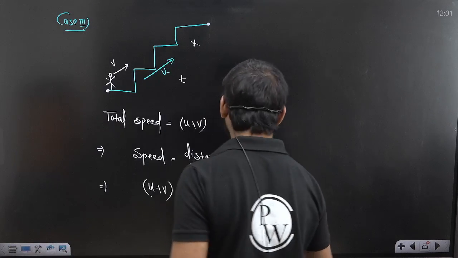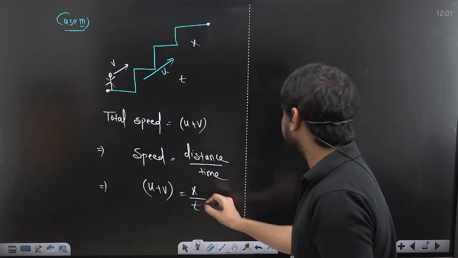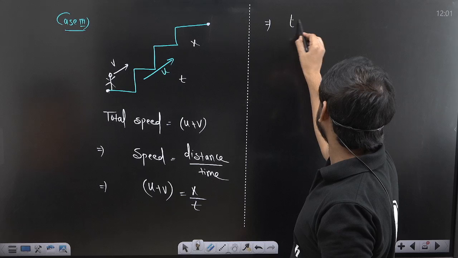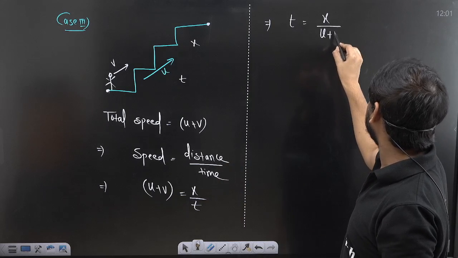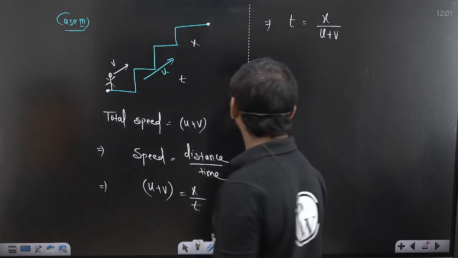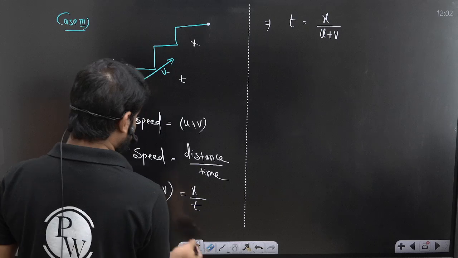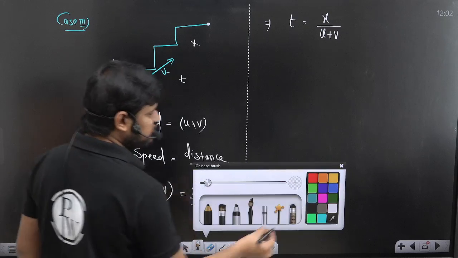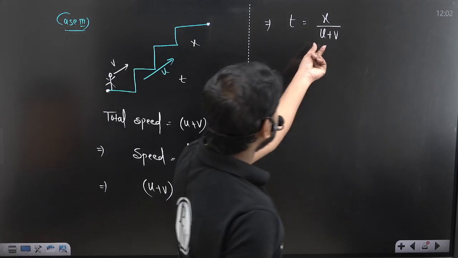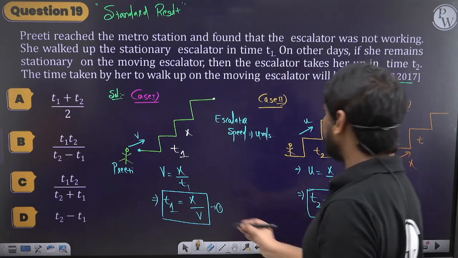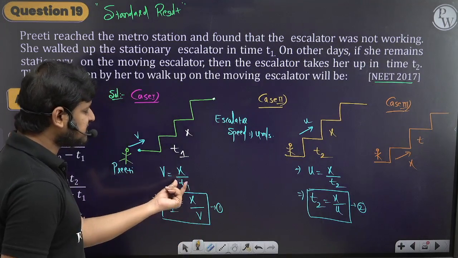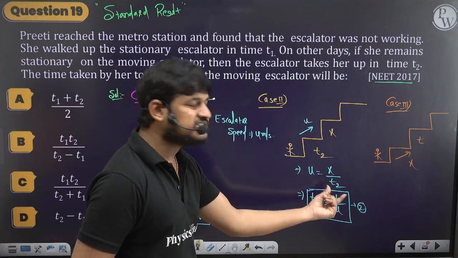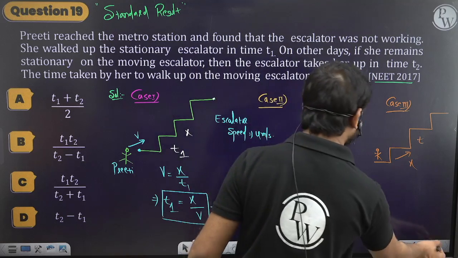For that, let's make t the subject. So t is equal to x by u plus v. Now we have got what u and v are. From here v is equal to x by t1, and from here u is equal to x by t2. Let's write in terms of t1 and t2.